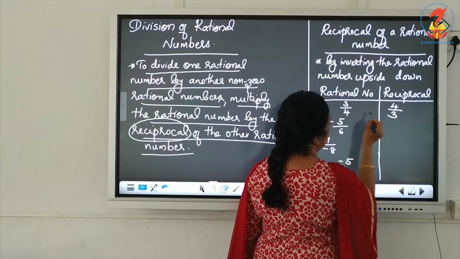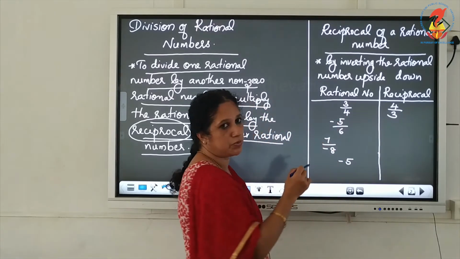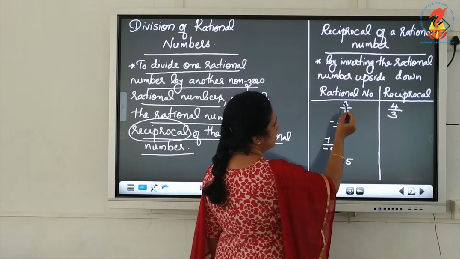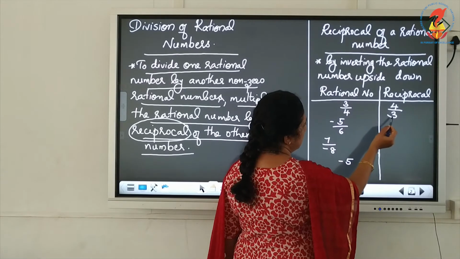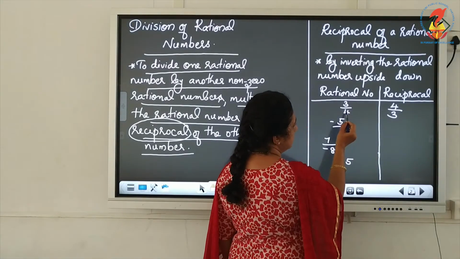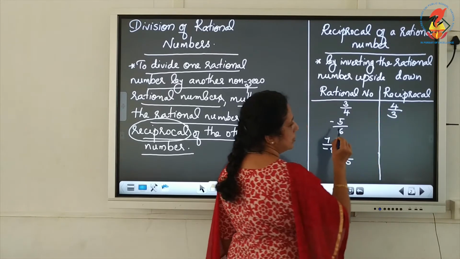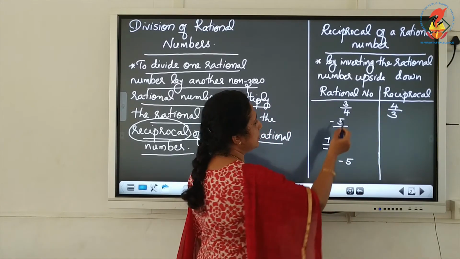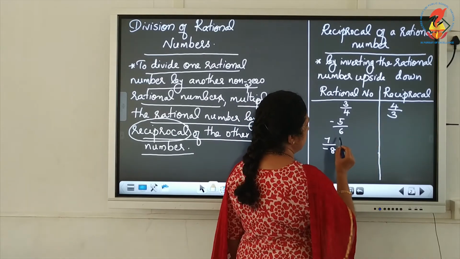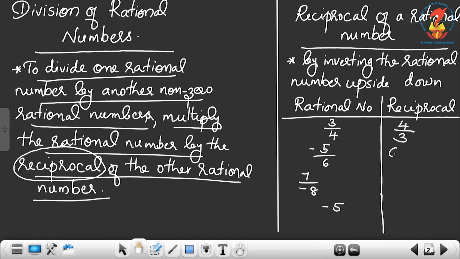You have to change the positions of the integers given in the numerator and denominator. The integer in the numerator will go to the denominator and the integer which is in the denominator will go up. That means it will occupy the position of the numerator. Therefore, 3 by 4, the reciprocal is 4 by 3. Negative 5 by 6, it will be 6 by negative 5. And 6 by negative 5 we can write in the standard form, making the denominator positive. Therefore, we can write negative 6 by 5.